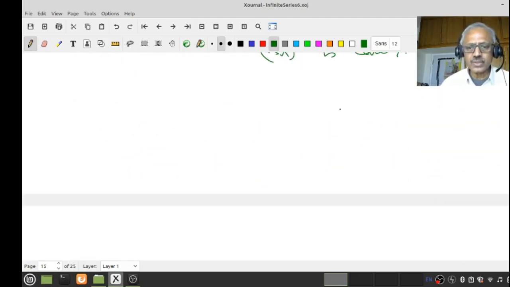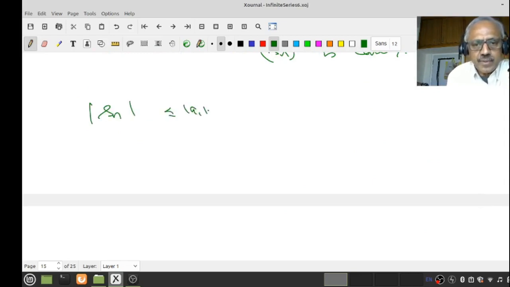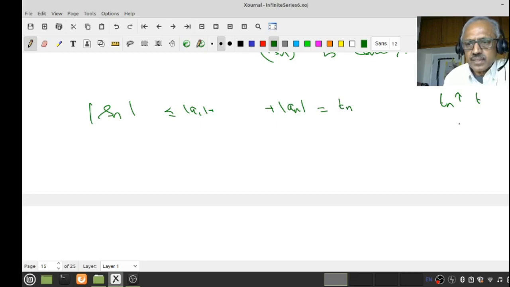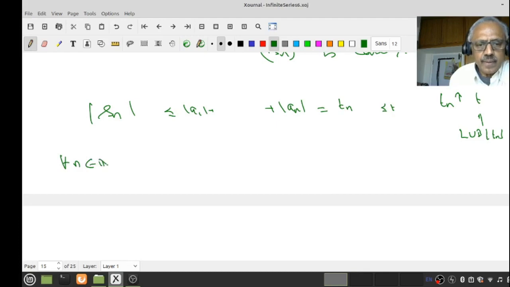Now I want to know the relation. Let us look at mod S_n. What is the obvious estimate for this? This is less than or equal to mod a_1 plus up to mod a_n. But this is nothing other than your T_n. Right? Now what do I know? T_n's converge to T, and therefore T is the LUB of the T_n's. Therefore this is less than or equal to T. Do you understand that? Okay, therefore what I have shown is for all n, mod S_n is less than or equal to T.